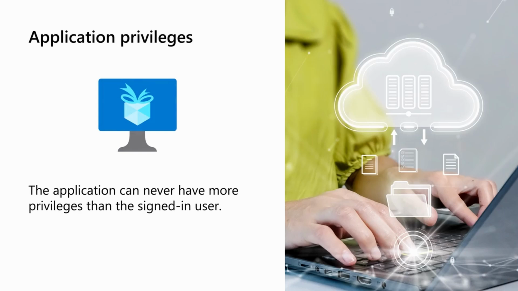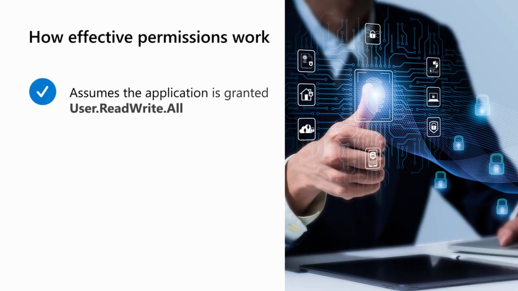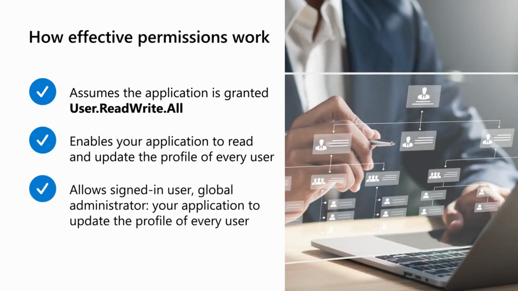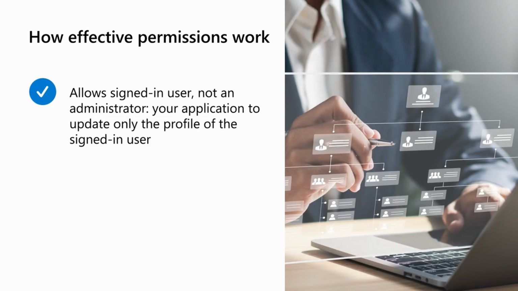Within organizations, the privileges of the signed-in user may be determined by policy or by membership in one or more administrator roles. Let's look at an example of how effective permissions work. For this example, we will assume your application has been granted the user.readWrite.all delegated permission. This permission enables your application to be used to read and update the profile of every user in an organization. If the signed-in user is a global administrator, your application can update the profile of every user in the organization. However, if the signed-in user is not an administrator, your application can update only the profile of the signed-in user. It cannot update the profiles of other users in the organization.